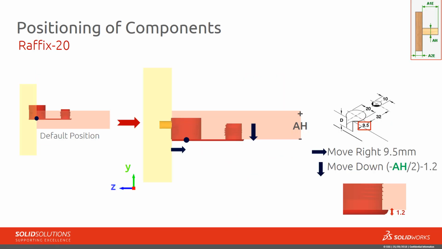To move the position of the origin to our desired location, we must move it to the right, which is in the z-axis. So in the z-axis, 9.5 millimeters, and then we need to move it down so that it sits just 1.2 millimeters below the bottom of the panel. So that means we're going to take it down in the y-axis, minus AH divided by 2, so minus half of AH, and then minus a further 1.2 millimeters.